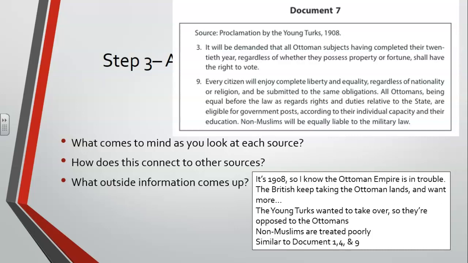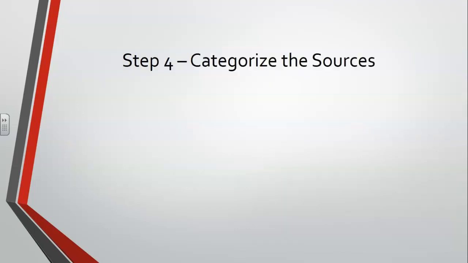And as we're going through this, we've already read other documents. We're going to realize that this document is similar to document 1, 4, and document 9. So right now we're trying to group these different documents together. Okay, so we're going through all that right here. We're going to be knowing that now.